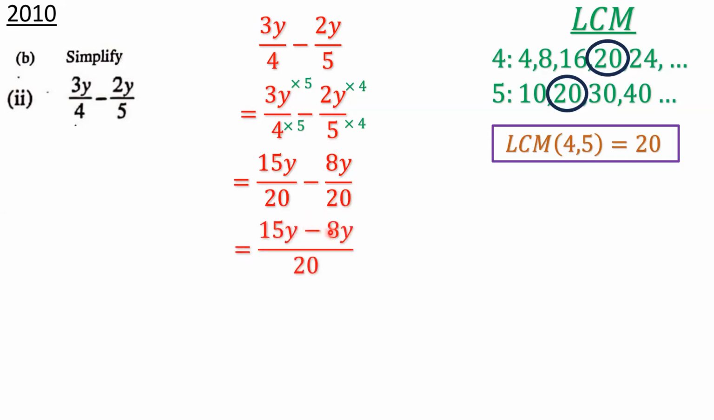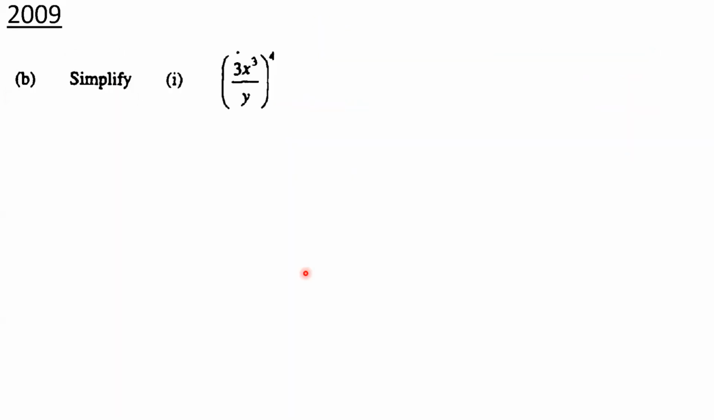So we have 5y minus 8y, which is definitely going to be 7y all over 20. We do not change the denominator. And so our answer is 7y all over 20. Okay, let's move on to the next question.